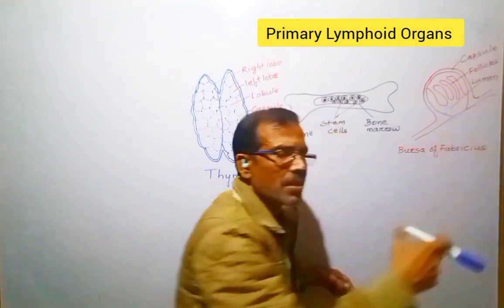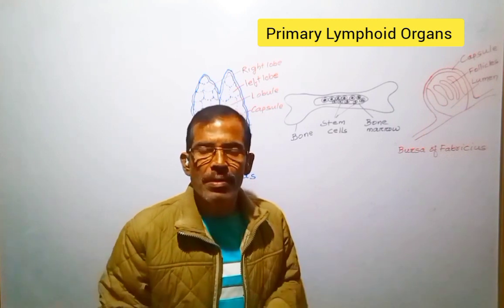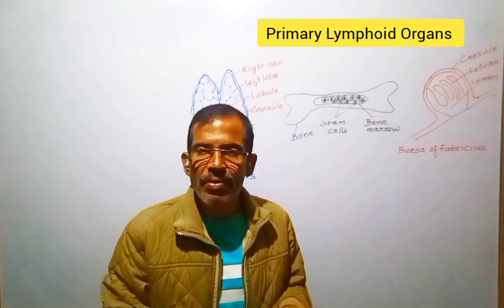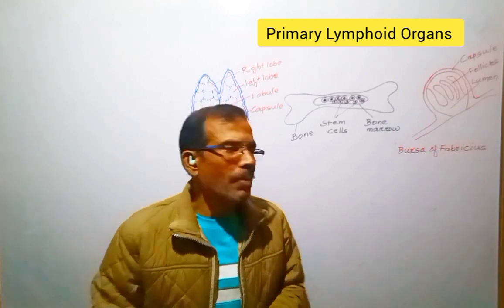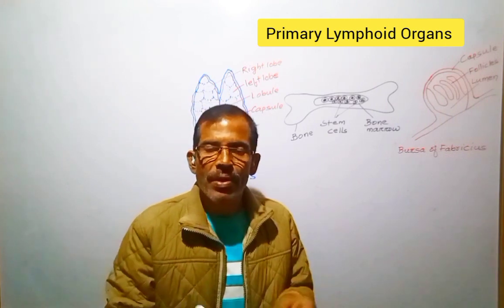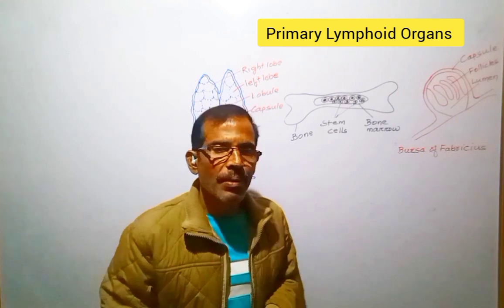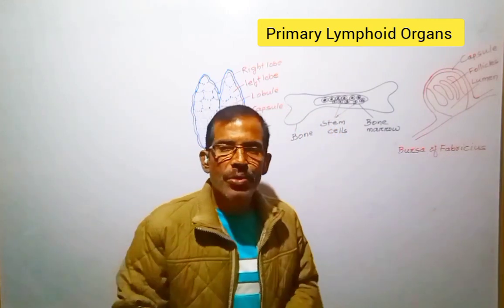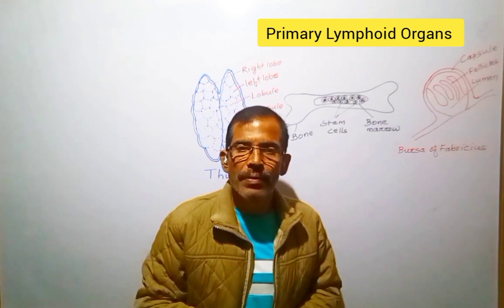Bursa fabricius is another primary lymphoid organ which is exclusively present in birds. In birds, stem cells develop in yolk sac, liver and bone marrow, from which some of the stem cells migrate to bursa fabricius where they proliferate, differentiate and mature to become immunocompetent B lymphocytes. Bursa fabricius is a sac-like lymphoepithelial structure which remains attached to the dorsal side of cloaca.